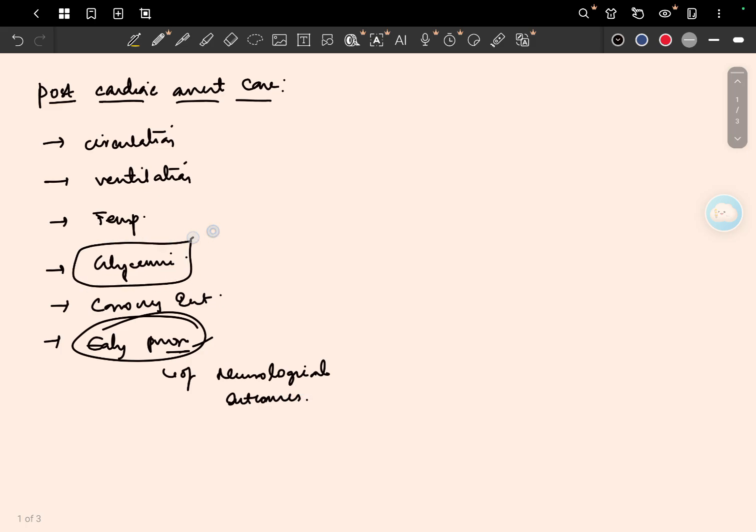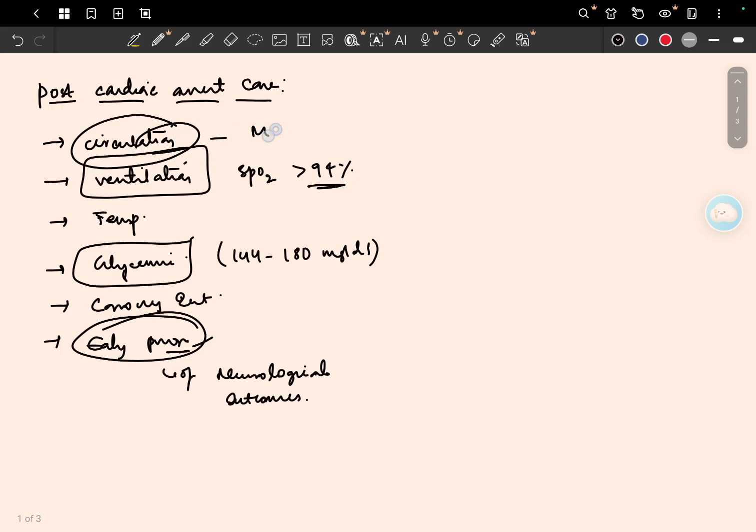Now blood sugar has to be between 144 to 180 mg per deciliter, and in ventilation SpO2 has to be greater than 94%. For circulation, mean arterial pressure has to be greater than 65 mm Hg, and temperature has to be 32 to 36 for 24 hours for comatose patients. So these are the criteria that have to be met.